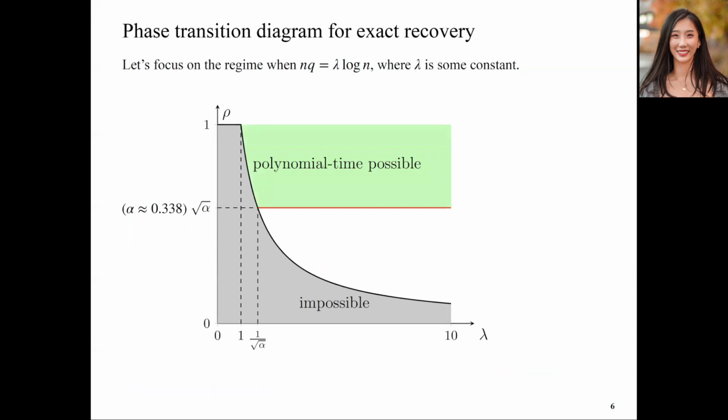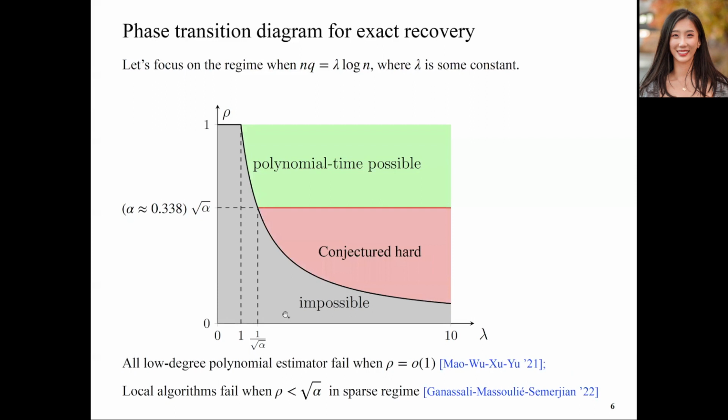In this work, what we show is that if the correlation is larger than the square root of this Otter tree counting constant, then we can achieve exact recovery in polynomial time. As you can see, this green region and this gray region touch on the threshold here. This implies that our algorithm is in fact information theoretically optimal when lambda falls into this region here. In fact, it is conjectured that this red region is hard, in the sense that if you go below the threshold, then there is no polynomial time algorithm that could achieve exact recovery.